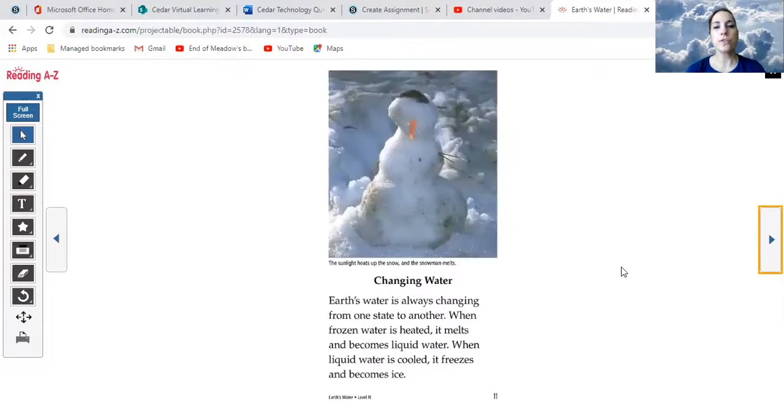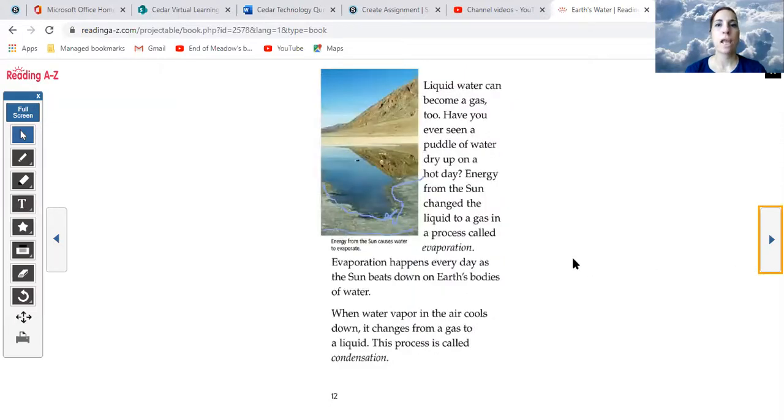Changing water. Earth's water is always changing from one state to another. When frozen water is heated, it melts and becomes liquid water. When liquid water is cooled, it freezes and becomes ice. The sunlight heats up the snow and the snowman melts. Liquid water can become a gas too. Have you ever seen a puddle of water dry up on a hot day? Energy from the sun changed the liquid to a gas in a process called evaporation.